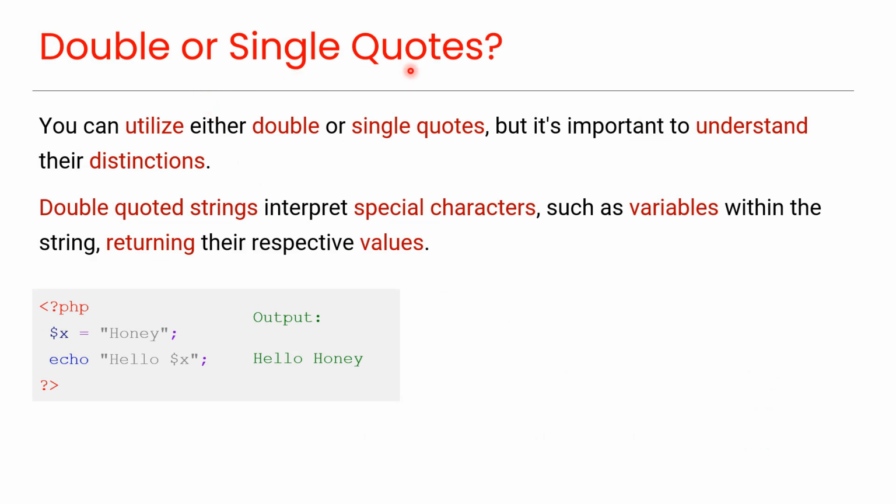Double or single quotes. You can utilize either double or single quotes, but it's important to understand their distinctions. Double-quoted strings interpret special characters, such as variables within the string, returning their respective values, as you can see in this code. And you can see the output here.